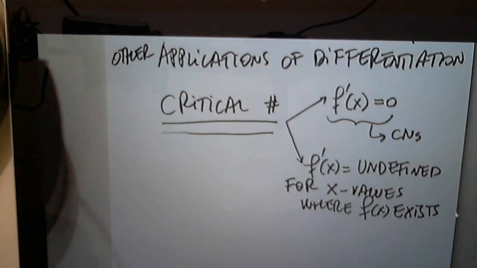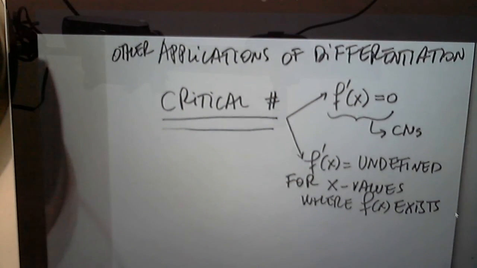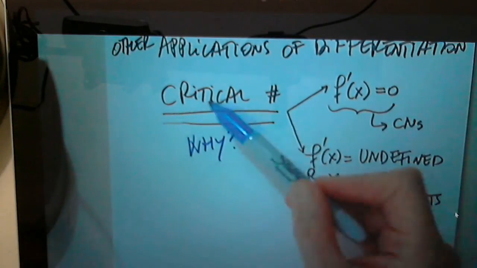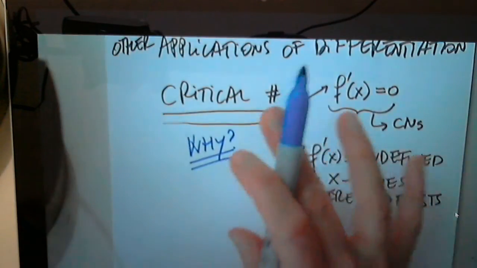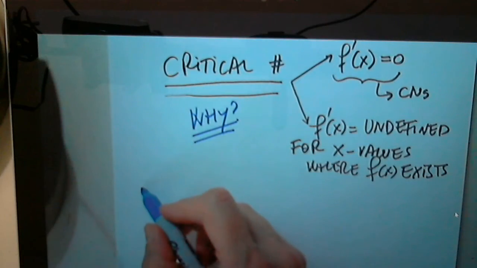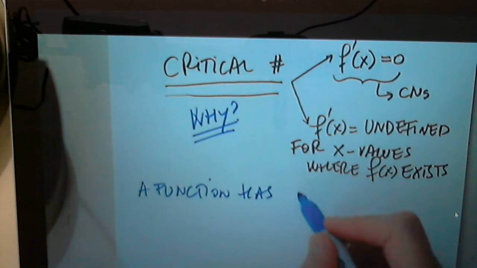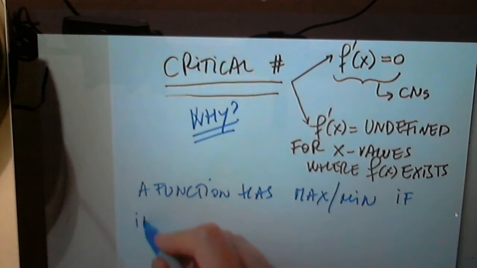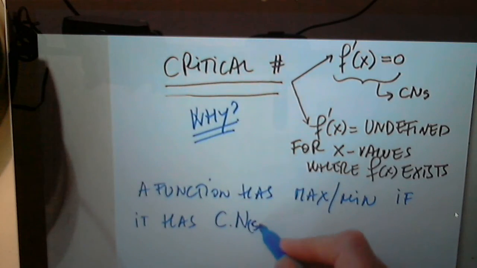Okay, so let's look at one example. And before we look at an example, my question is why? Why are you even talking about critical numbers? What's the purpose? Well, the purpose is this. For now, I'm going to say a function has max min if it has critical number or numbers.